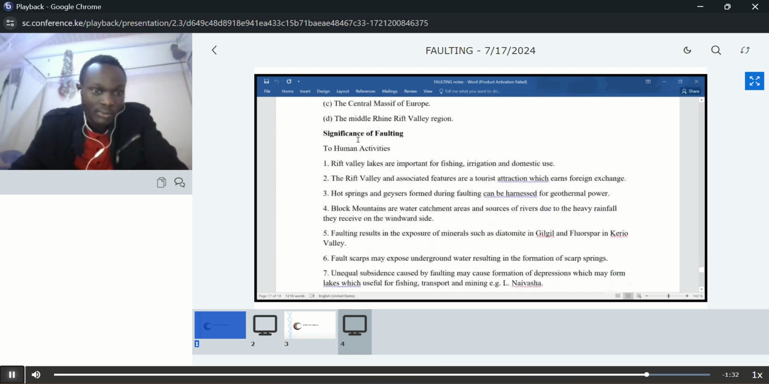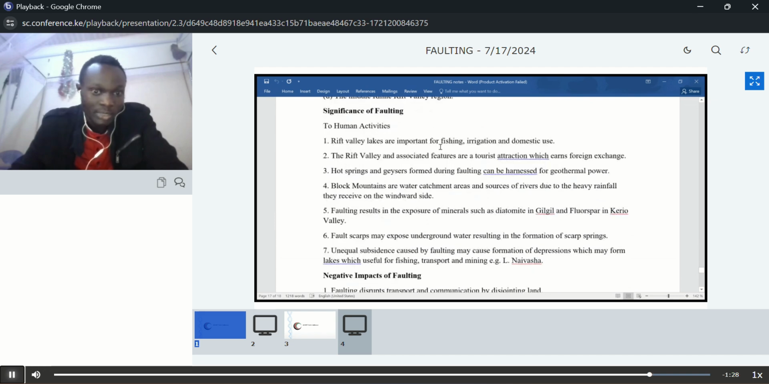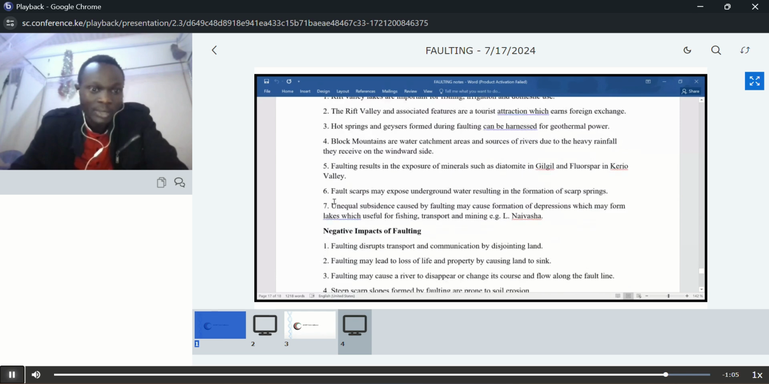We have the significance of faulting to human activities. Rift Valley lakes are important for fishing, irrigation, and domestic use. The Rift Valley and associated features are a tourist attraction which earns foreign exchange. Hot springs and geysers formed during faulting can be harnessed for geothermal power. Block mountains are water catchment areas and sources of rivers due to the heavy rainfall they receive on the windward side.